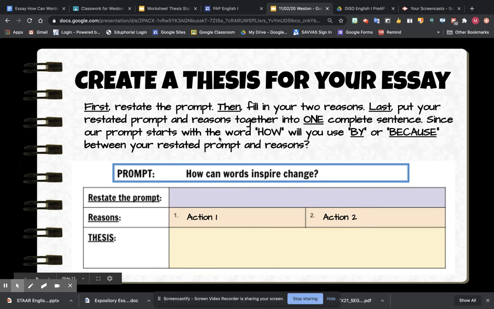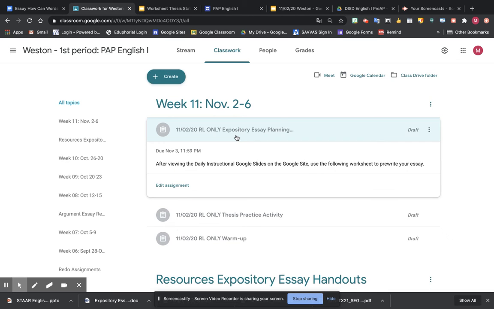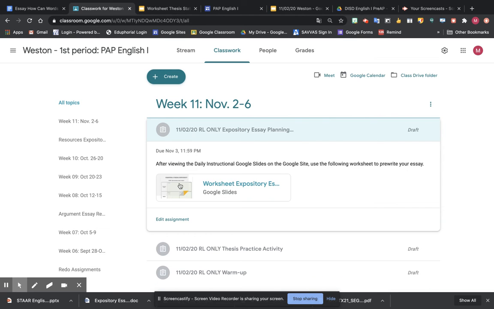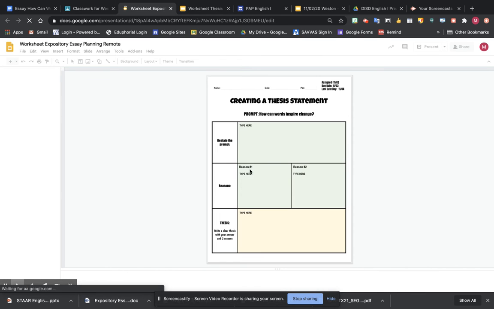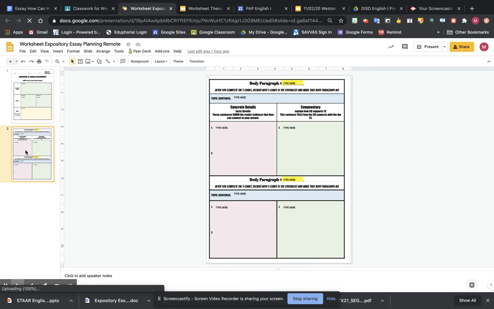All right, you're going to go to create a thesis for your essay, and this is on your planning sheet. If you go to Google Classroom, here is an expository essay planning sheet. In the assignment, there are 2 pages. This one is for creating a thesis, and this is for doing the T-chart for your 2 body paragraphs. This is all part of the planning process that needs to be completed.